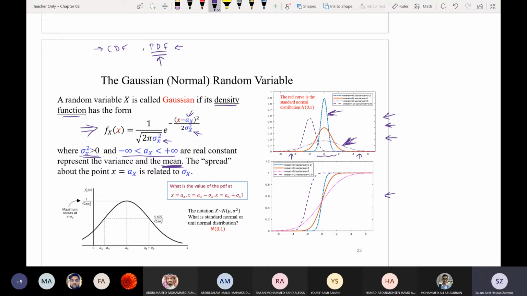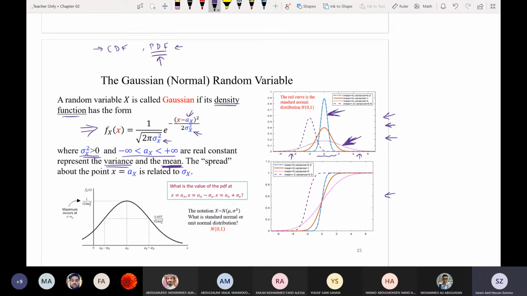And sigma X squared is what we call the variance. Variance is a coefficient that tells you how the random variable is spread around the average. For example, this narrow random variable has a small variance compared to the wide random distribution or density.